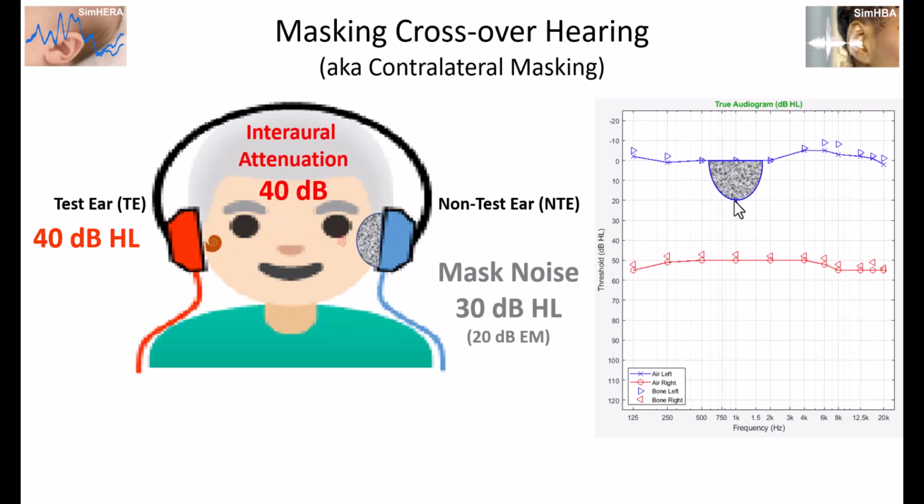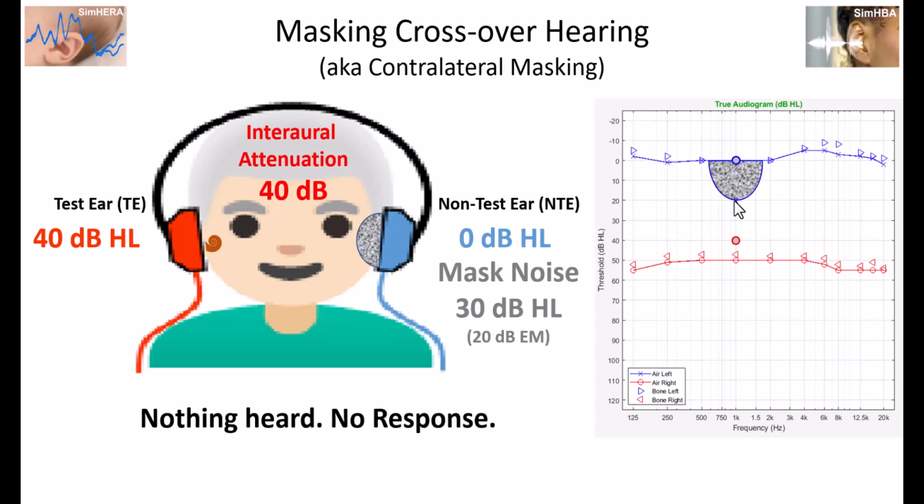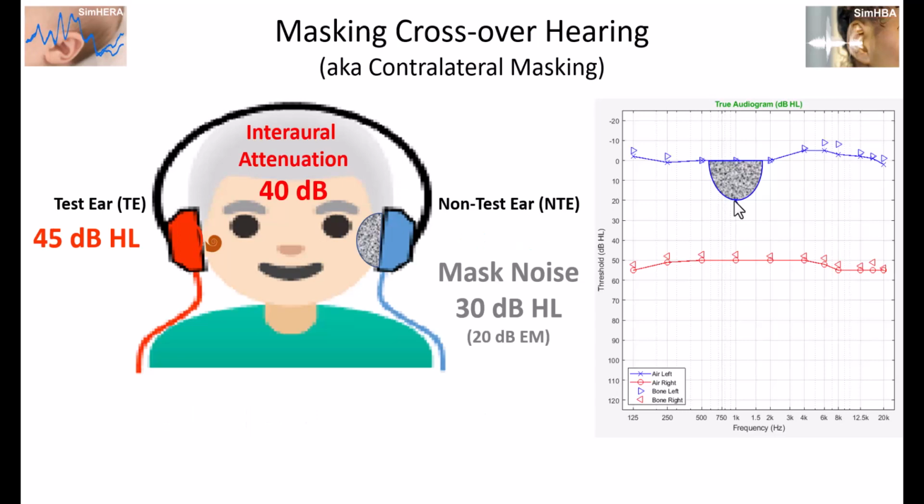And then you go down to 40 decibels. Again, that's 40 dB down. Now you're getting to 0 dB HL in the non-test ear. And again, that is lower than the elevated threshold due to the masking noise. So nothing is heard because you're also lower than the threshold in the right cochlea. So the patient doesn't respond. And then we go up 5 dB.